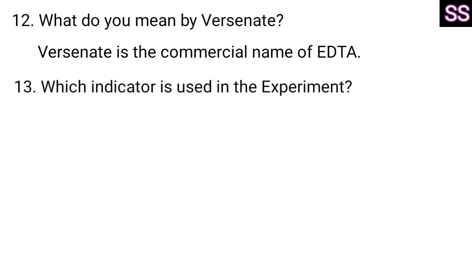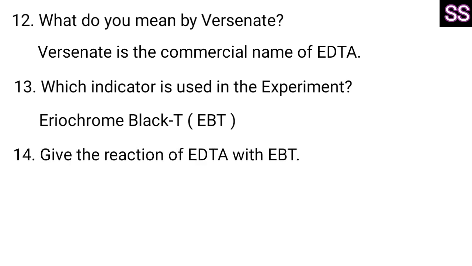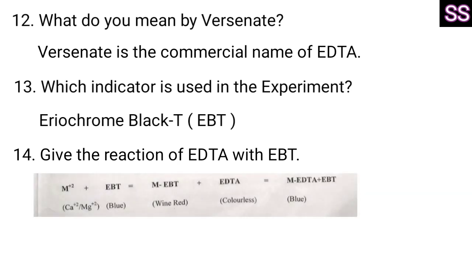Which indicator is used in the experiment? We have used Eriochrome Black T or EBT as an indicator in the experiment. Give the reaction of EDTA with EBT. When the EBT indicator is added in small amount to hard water, it forms a wine-red colored complex with calcium or magnesium ions at pH 10. When this solution is titrated with versenate, all the hardness-causing ions react with versenate, and at the endpoint, the wine-red colored complex of metal-EBT breaks. The metal ions react with versenate, and free indicator, which is blue in color, is released in the solution.